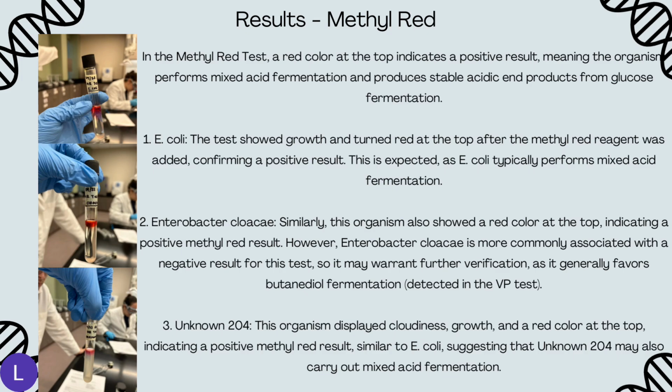Then we have Enterobacter cloacae. Similarly, this organism also showed a red color at the top, indicating a possibly positive methyl red result. However, Enterobacter cloacae is more commonly associated with negative results for this test, so it may warrant further verification, as it generally favors butanediol fermentation, detected in the VP test. This would also confirm that something is wrong with Enterobacter cloacae, because on the citrate test we were supposed to see a positive result but saw a negative, and over here we were supposed to see a negative result and we saw a positive.